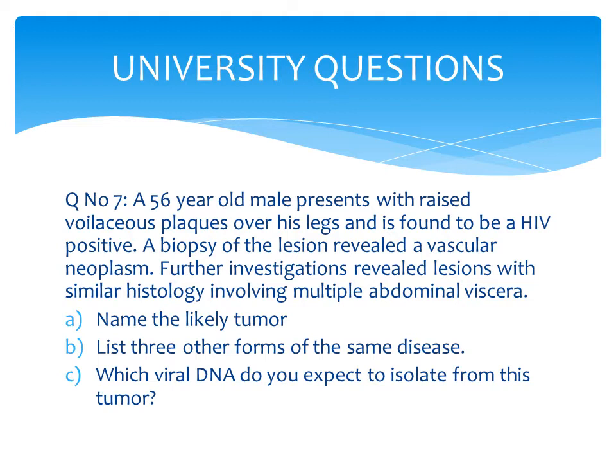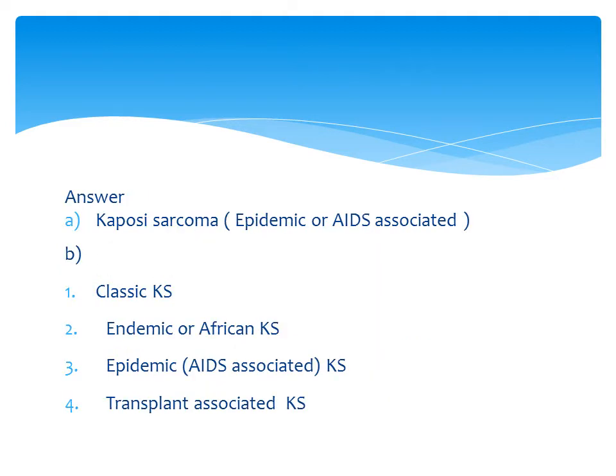That is the characteristic feature of the disease that has a patch stage, plaque stage, and nodular stage, which we have already discussed. So the likely tumor is Kaposi sarcoma, that is AIDS-related, or the epidemic Kaposi sarcoma. And the answer of part B: the other types of Kaposi sarcoma are the classic Kaposi sarcoma, the endemic or African Kaposi sarcoma, the epidemic or AIDS-associated Kaposi sarcoma, and the transplant-associated Kaposi sarcoma.